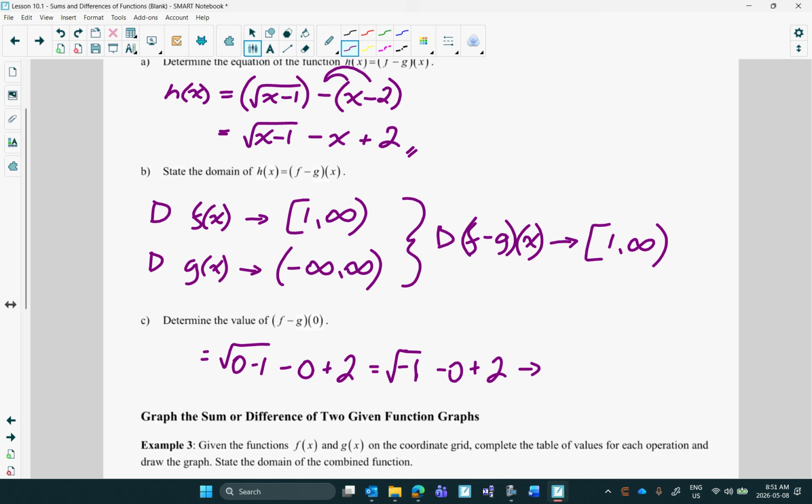There. Still no solution, because you can't take the square root of -1.